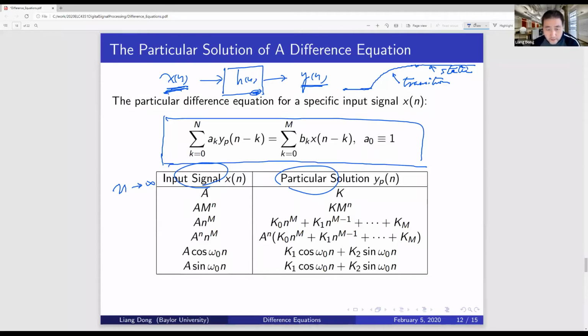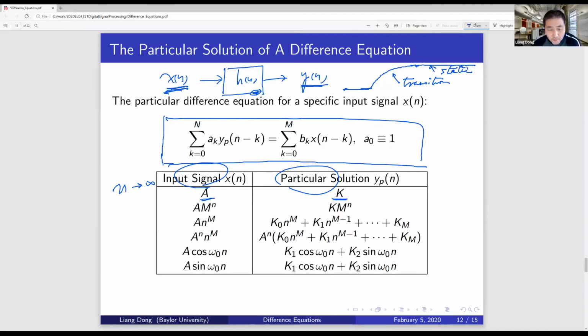So here, if this is the rule of thumb, it will be very easy to find a particular solution. If my input signal is a constant, the output signal is also constant. Okay, it does not change as time evolves. When n is large enough, afterwards it just keeps a constant. And of course, the value of the constant, K, we do not know. We only know the format. So we still need to use the initial condition to find this value K.